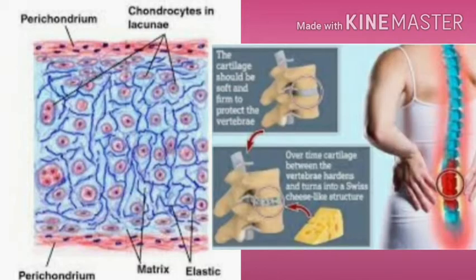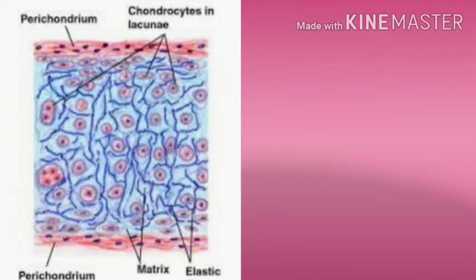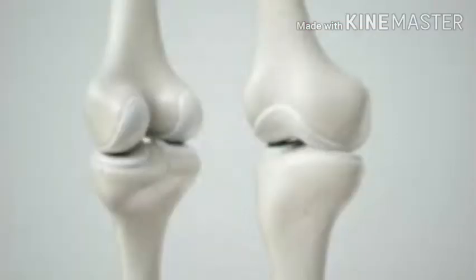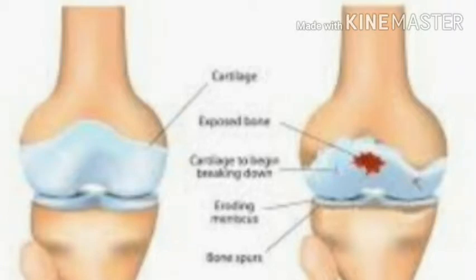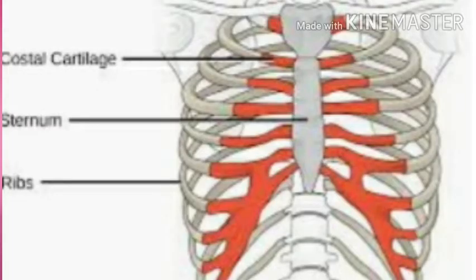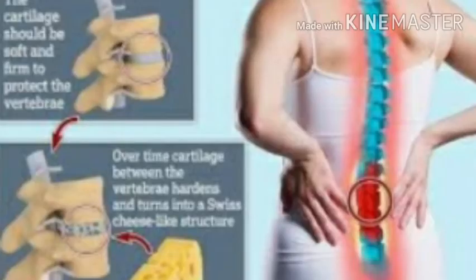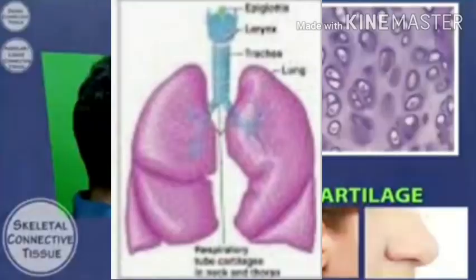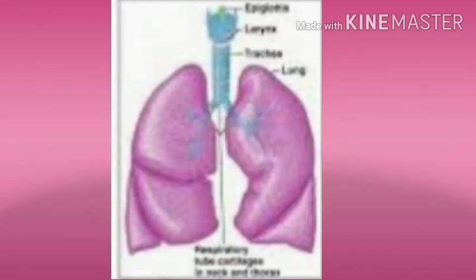Cartilage is found in many areas of the body, including joints between bones, that is, the elbows, knees, ankles, ends of the ribs, between the vertebrae in the spine, ears and nose, and bronchial tubes or airways.